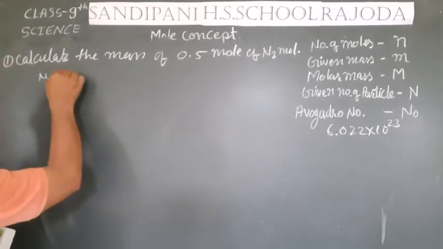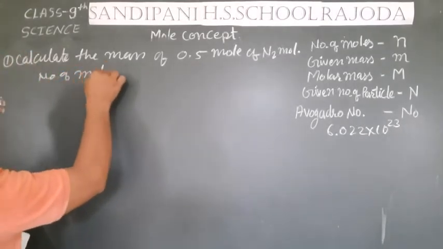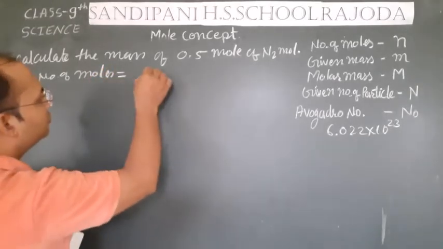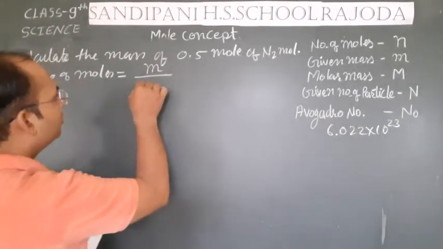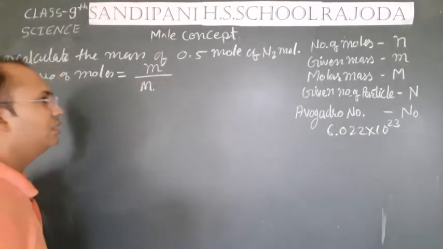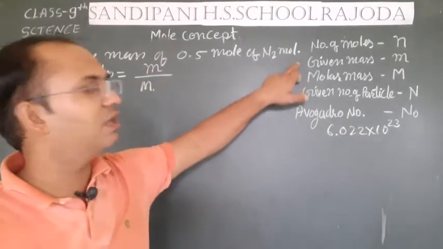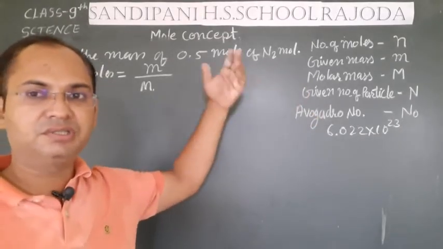Number of moles is equal to given mass divided by capital M, the molar mass. Given mass upon molar mass, that we used in our previous question.